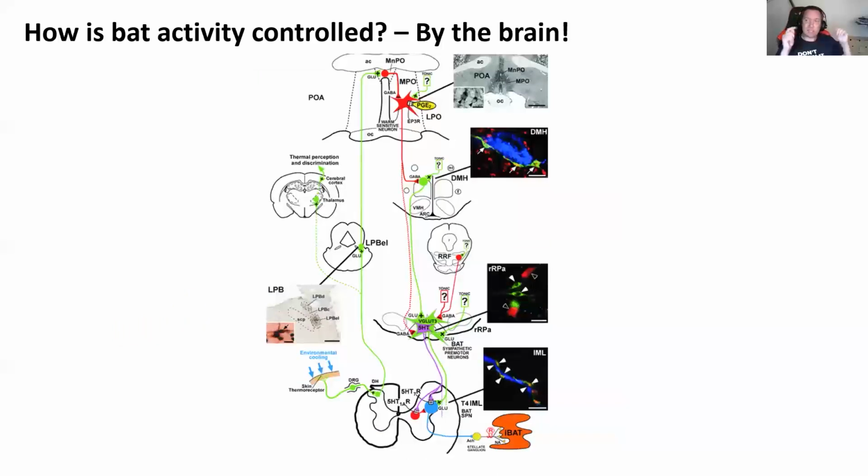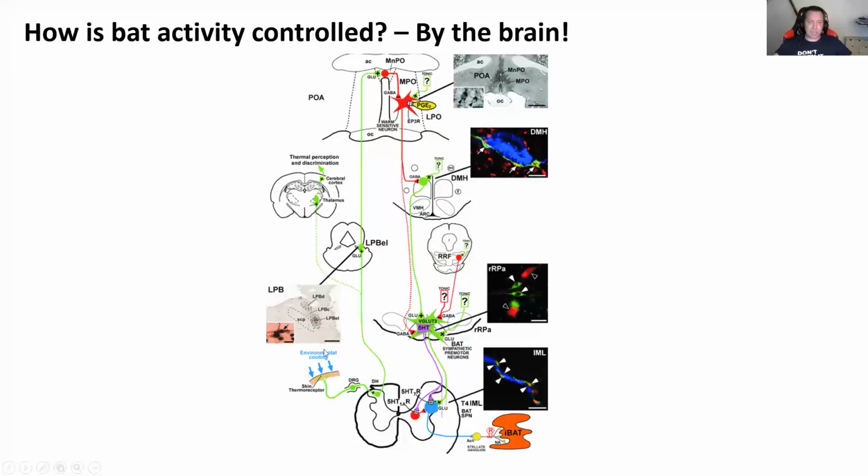So how is this activity of BAT controlled? What is the principal signal regulating whether brown fat is active or inactive? The answer is the brain. And there's a complex neurocircuitry. This is from Sean Morrison. I should have put his paper heading up here, so apologies for that. I think I've done it with most of the papers.